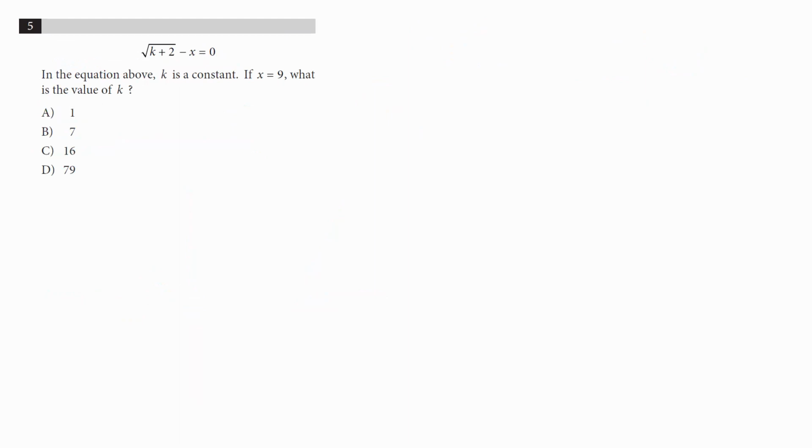Number 5. In the equation above, k is a constant. If x equals 9, what is the value of k? The function we have is the square root of k plus 2, all that minus x, equals 0. It gives us that x equals 9, and that only leaves us with one variable left in the equation, which we can solve for. So let's plug the value that they gave us for x into the equation. Square root of k plus 2 minus x equals 0. So if we plug 9 in for x, we get square root of k plus 2 minus 9 equals 0.